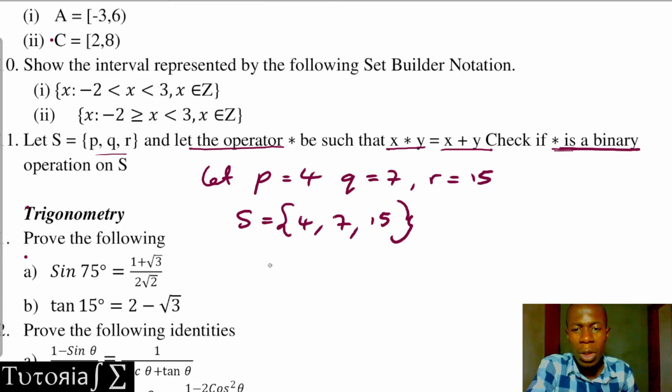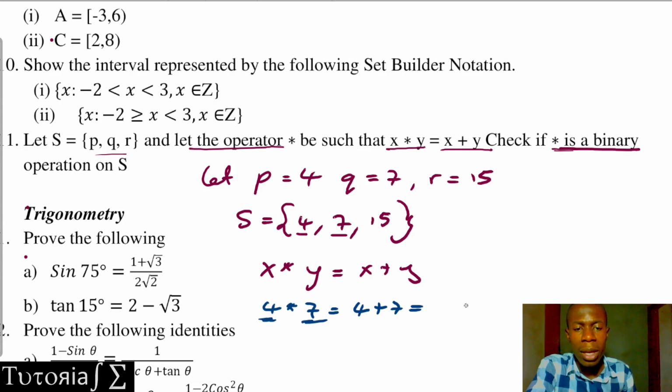Okay, now you're asked to determine if star is binary. So you pick any two numbers. So we have x star y should be equal to x plus y. Okay, so we can pick two numbers. The first numbers, maybe we pick 4 and 7. So 4 we put on x, star 7 on y. So where there is x, we're putting 4, which is 4 plus, on y we're putting 7, which will be equal to 11. This will be 11, which is not an element of S.